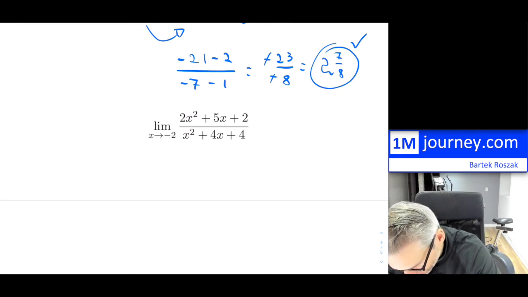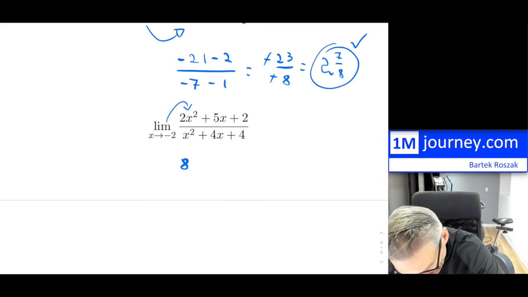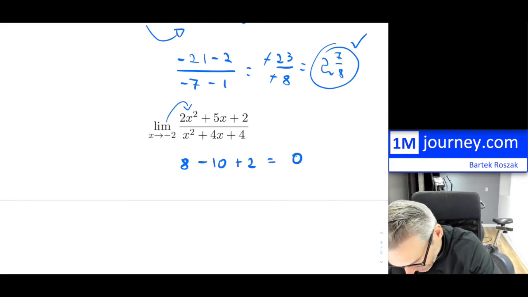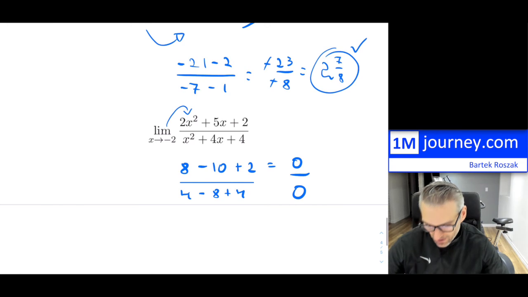So what do I have? If I bring this into here, so that's negative 2 squared. So 4, 2, so that's 8 minus 10 plus 2. Oh my gosh, seriously, 8. Okay, so this is 0. And then in the denominator, 4 minus 8 plus 4, I get another 0.